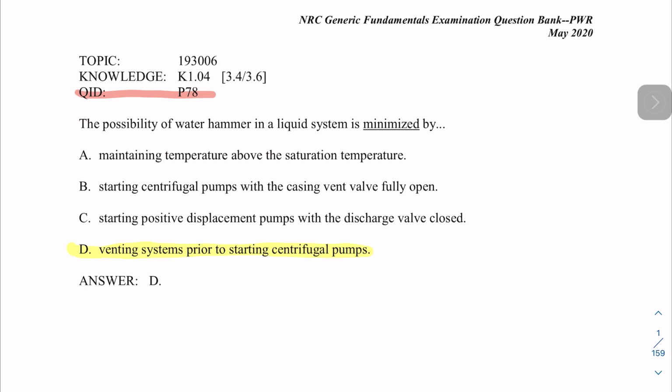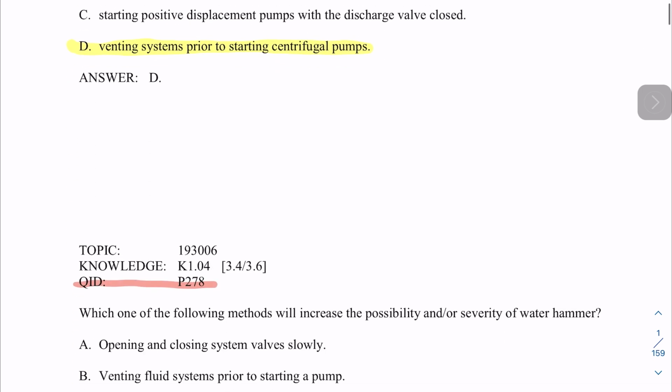Okay, the first one. I'm just going to go over the concept ones. This one is asking about the possibility of water hammer in a liquid system being minimized by, remember, venting systems prior to starting centrifugal pumps, right? We talked a lot in the concepts part about venting the system and how important it was. So to us, it's going to be a very, very important answer, right?